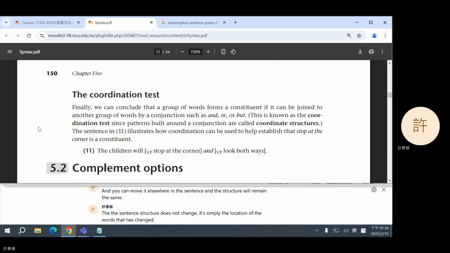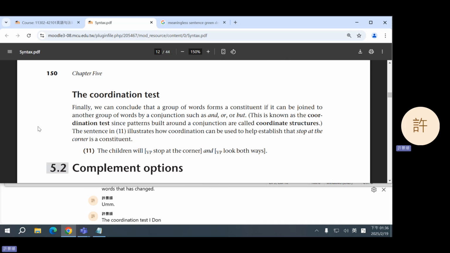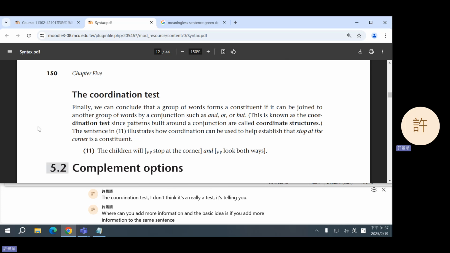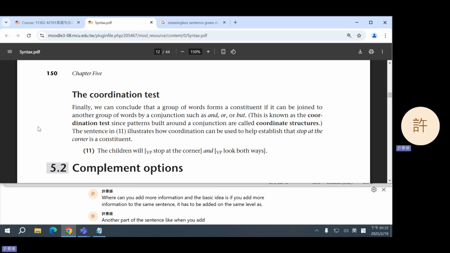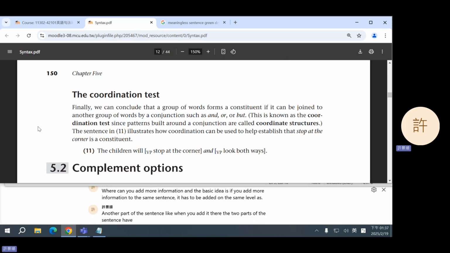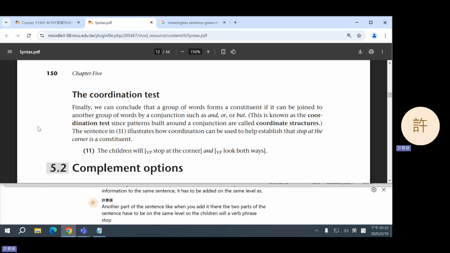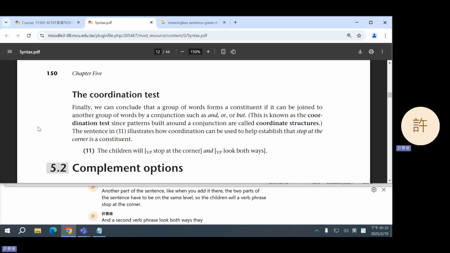The coordination test, I don't think it's really a test. It's telling you where you can add more information. And the basic idea is if you add more information to the same sentence, it has to be added on the same level as another part of the sentence. Like when you add it there, the two parts of the sentence have to be on the same level. So the children will, a verb phrase, stop at the corner, and a second verb phrase, look both ways. They are both verb phrases, so you can put these two parts of the sentence together.